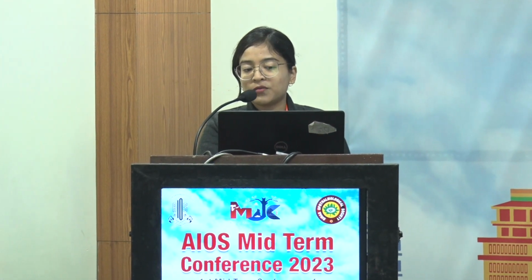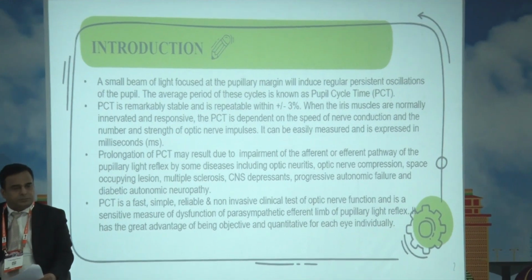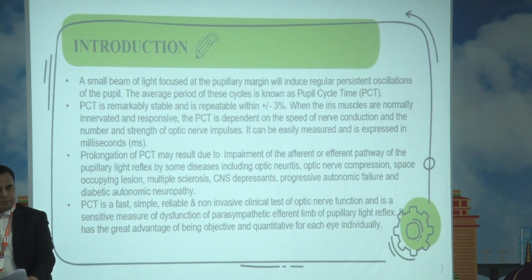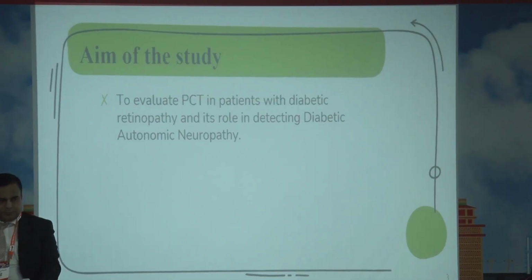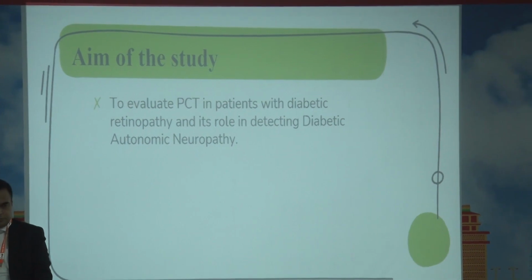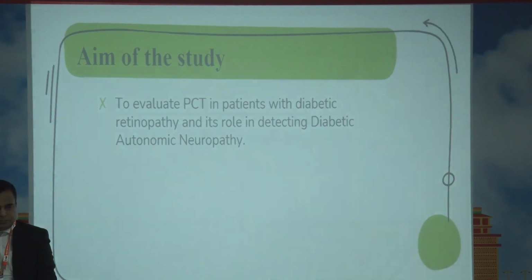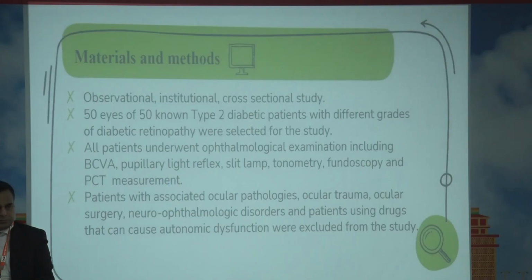neuropathy. PCT is a fast, simple, reliable, and non-invasive clinical test of optic nerve function and is a sensitive measure of dysfunction of the parasympathetic afferent limb of pupillary light reflex. It has the great advantage of being objective and quantitative for each eye individually. The aim of the study is to evaluate PCT in patients with diabetic retinopathy and its role in detecting diabetic autonomic neuropathy. The authors have no personal, financial, or institutional interest.